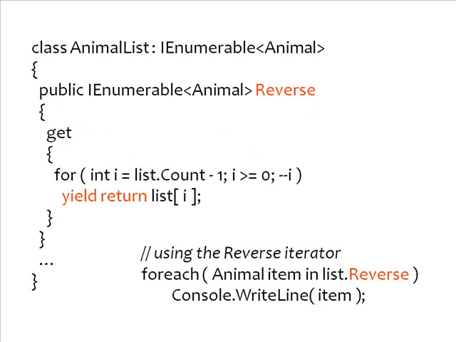So here's a reverse property that is of type IEnumerable of animal. It has a get, and this counts from the top index down to 0, yielding up the successive values of the collection list. An example of how I might use that is down in the bottom right-hand corner: foreach animal item in list.reverse. So it gives me a nice syntax, and I'd much rather write those 2 lines inside of the getter for reverse than another 43 lines of generating my own state machine.